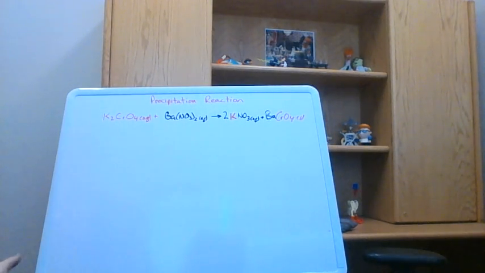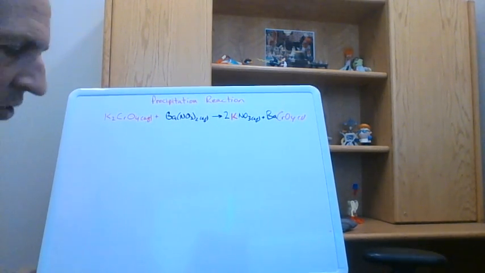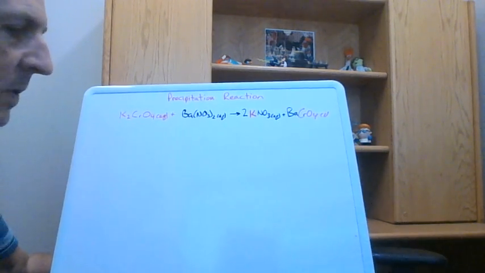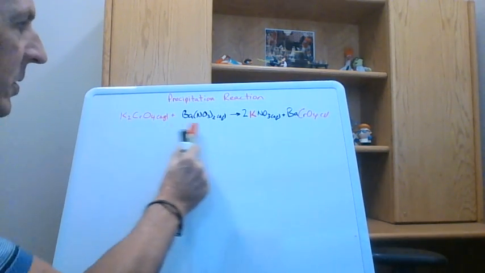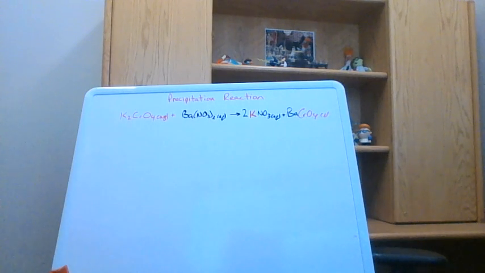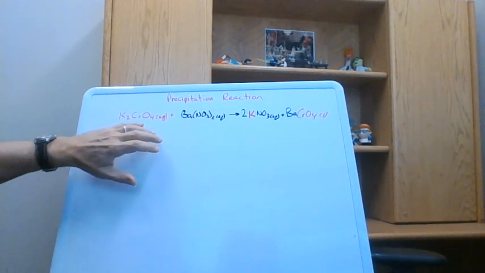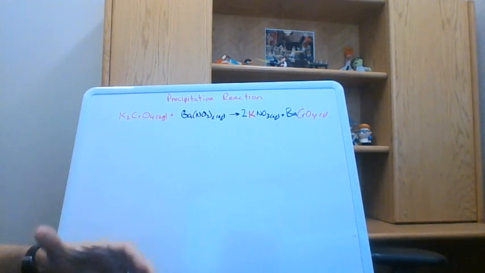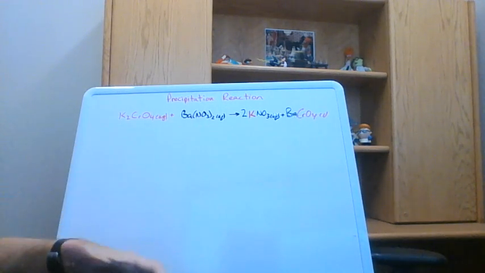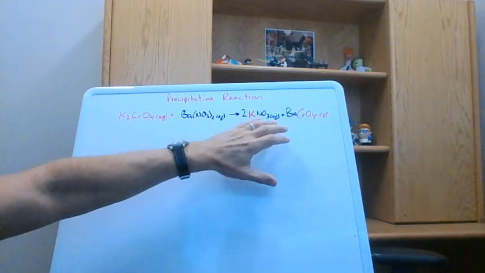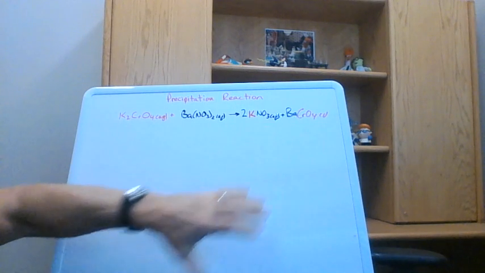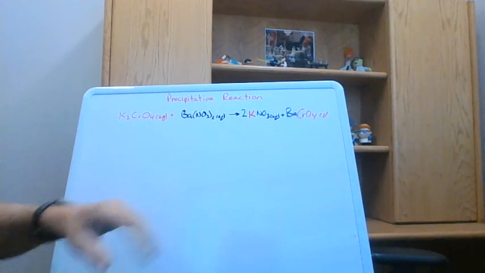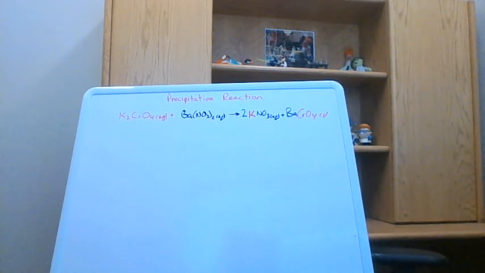So if we look at this chemical equation here, we see the states of matter on this side are both aqueous, and remember aqueous means dissolved in water. So we have this potassium chromate dissolved in water, this barium nitrate dissolved in water, and then what's produced is we still have potassium nitrate in aqueous solution, but we have a solid, a barium chromate solid coming out of solution. So if something's aqueous, that means it's dissolved in water.